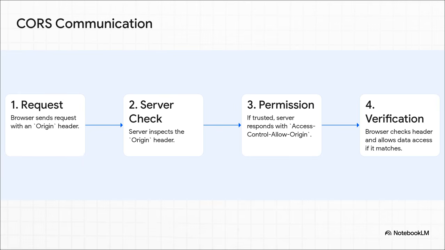Here's how it works. Your browser sends a request and adds a special header that says, hey, I'm coming from this origin. The server on the other end gets that request, looks at the origin header, and asks itself, do I trust this domain? If the answer is yes, it sends back a response with its own special header, Access-Control-Allow-Origin. That header is basically the server telling the browser, yep, this origin is cool with me. You have my permission to share the data. The browser sees that, and only then does it let your code see the response.